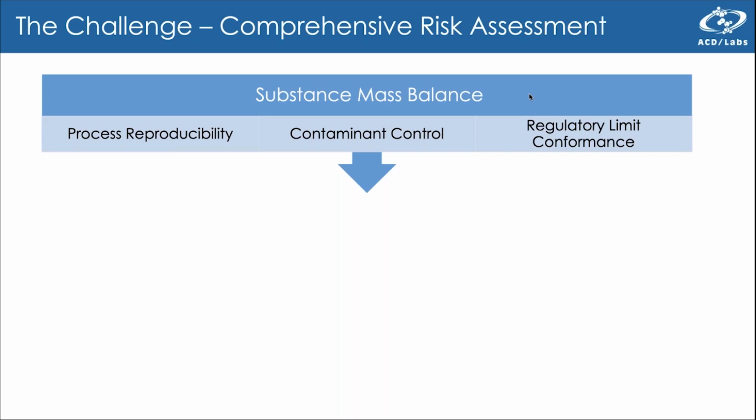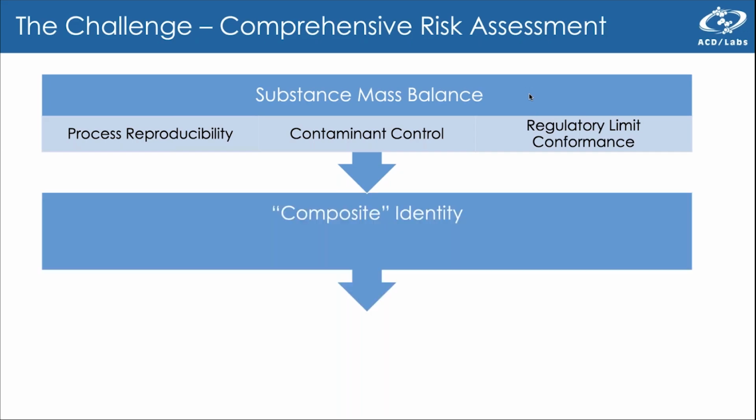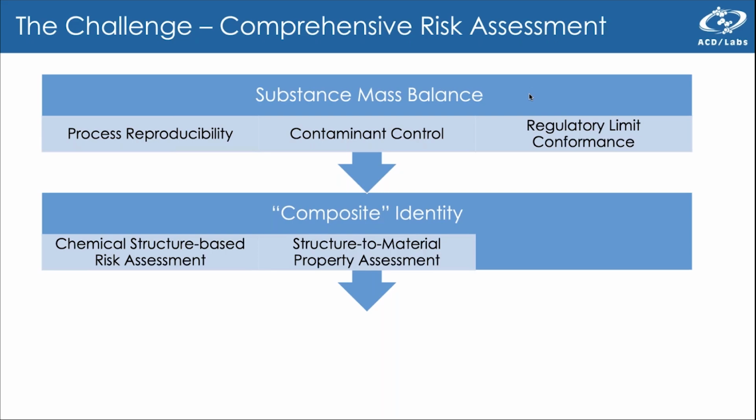And so as a consequence, the effort to seek what I would call a composite identity, right? An identification of all components observed in a substance, in a material that's produced in modern manufacturing processes. Obtaining that composite identity, the identity of individual components observed, allows one to perform chemical structure-based risk assessment comprehensively.